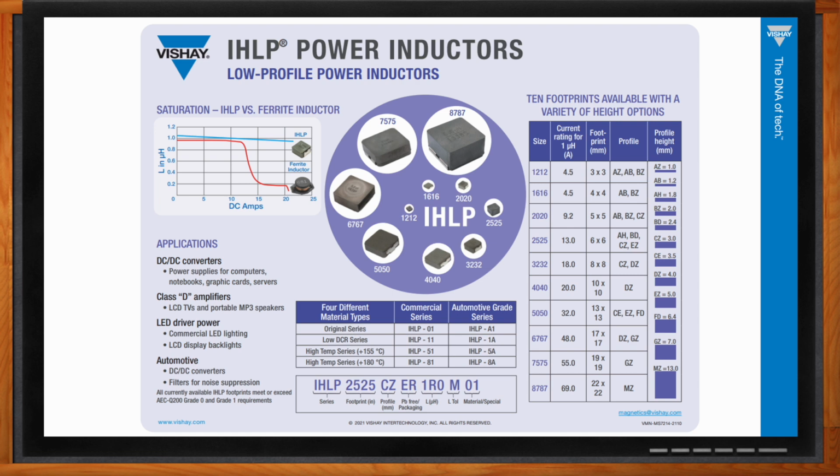The other advantage here, too, is the IHLP is thermally stable. So that saturation curve does not change over temperature, whereas the ferrite material actually gets worse.